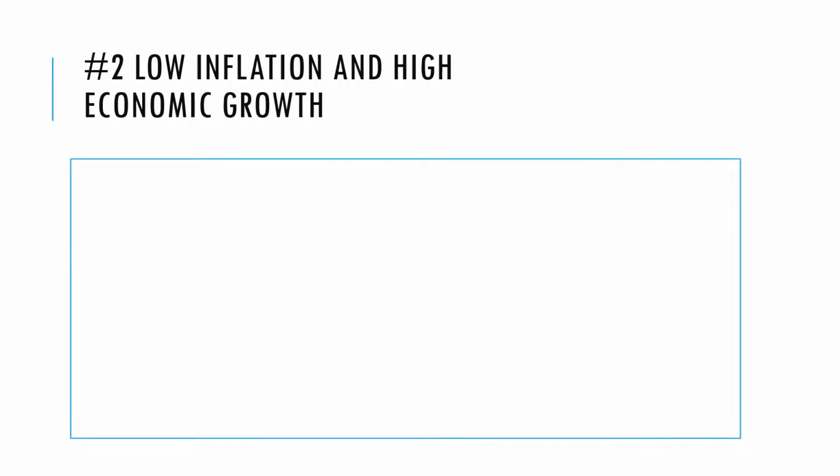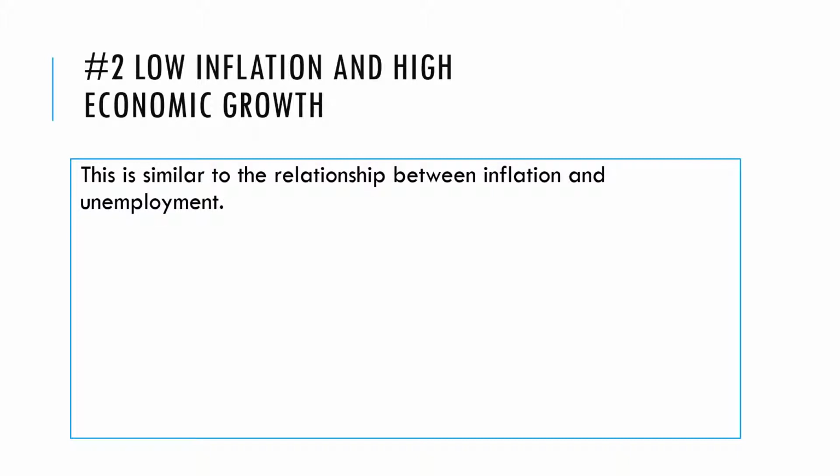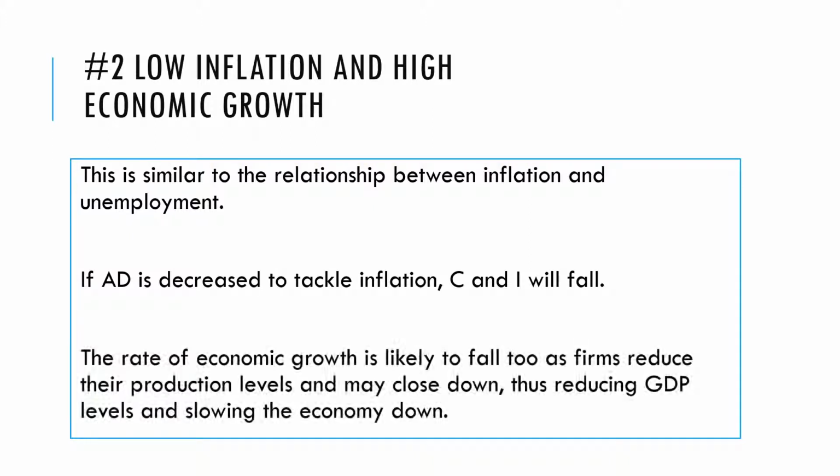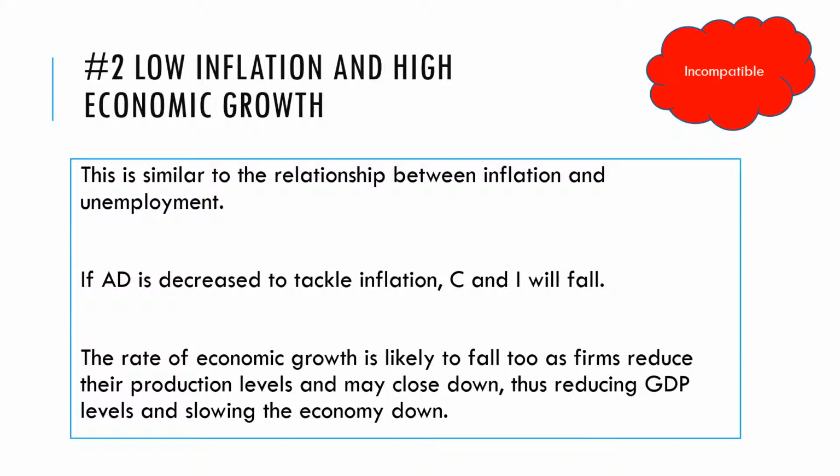Right, let's move on now to our second combination of objectives, low inflation and high economic growth. This is similar to the relationship between inflation and unemployment. If AD is increased to tackle inflation, then we would expect to see a fall in consumption and investment. The rate of economic growth is likely to fall too as firms reduce their production levels, thus reducing GDP and slowing down the economy. So we would say that these are incompatible. It's hard for the government to control or have lower inflation and at the same time be boosting the economy so that we get higher economic growth.